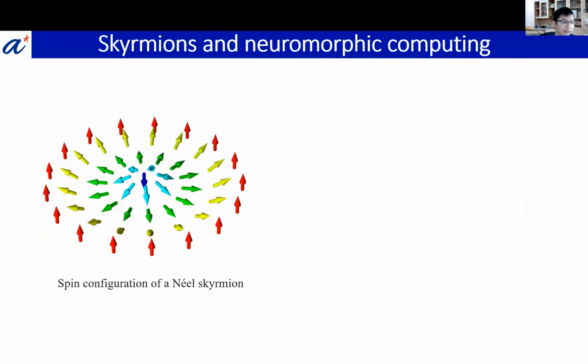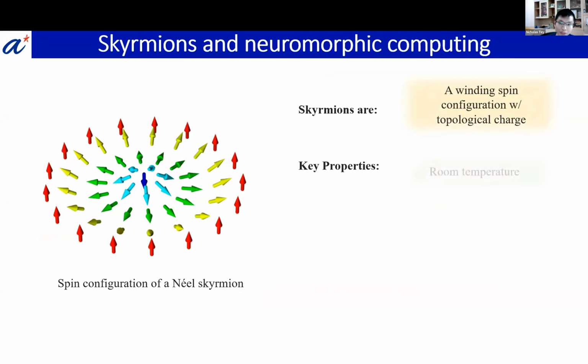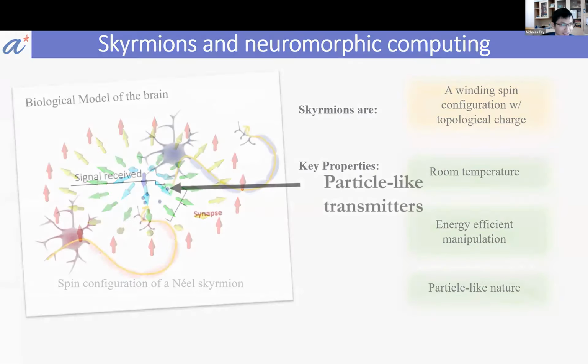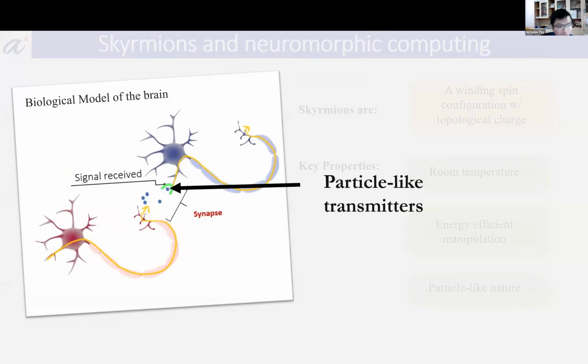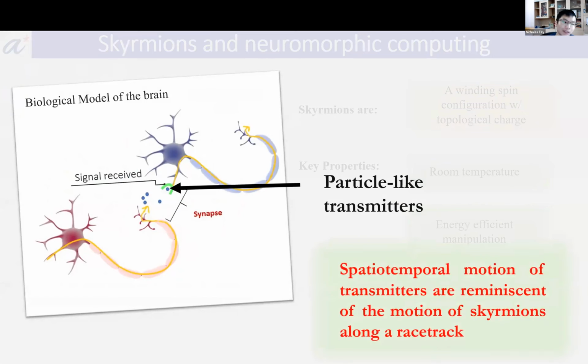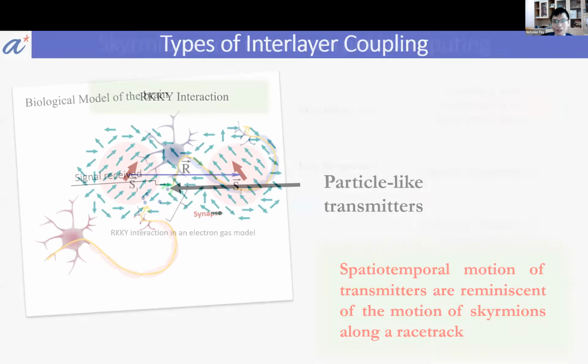So our proposed device makes use of skyrmions as the information carrier due to its room temperature stability, energy efficient manipulation, and particle-like localization. Additionally, the spatial temporal motion of neurotransmitters are reminiscent of the motion of skyrmions along the racetrack. So skyrmions are a good choice for signal transmitters for spiking neural networks.